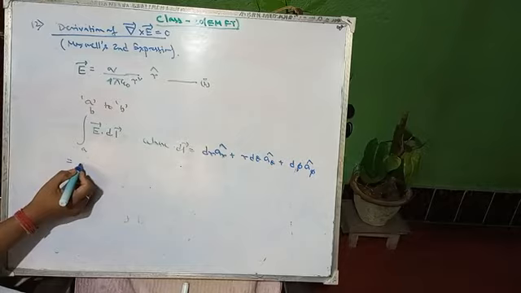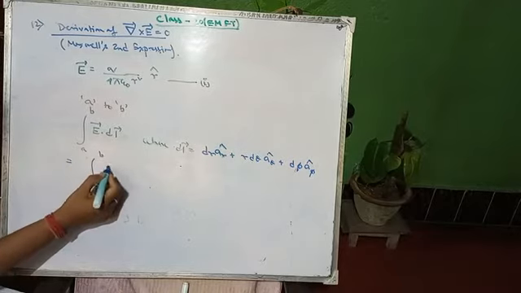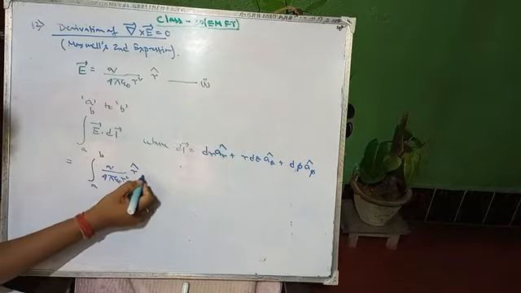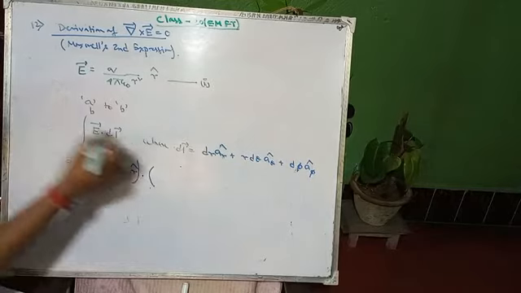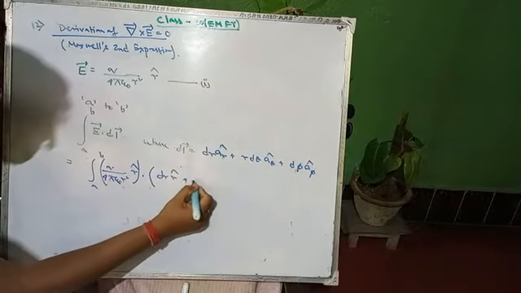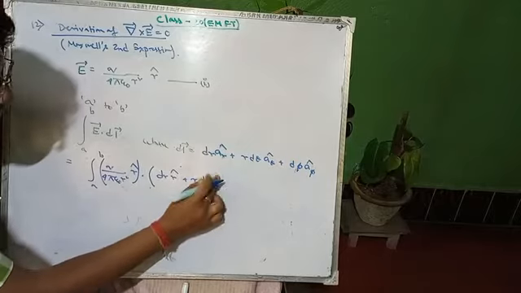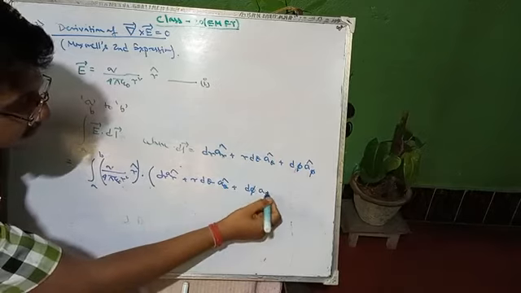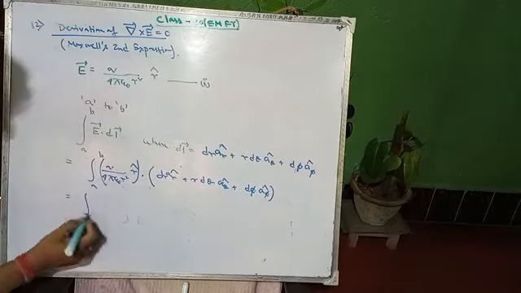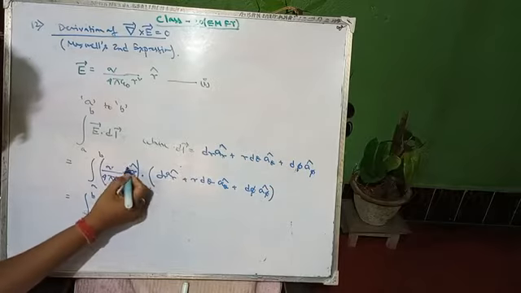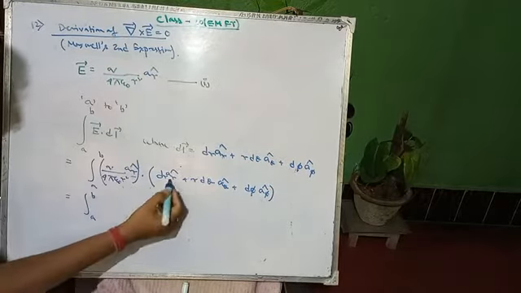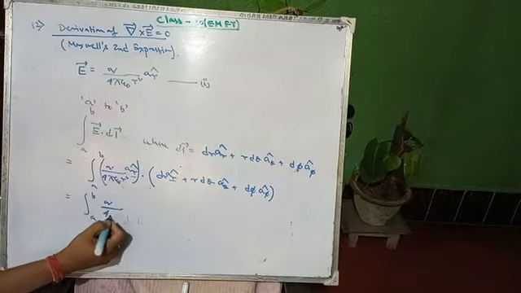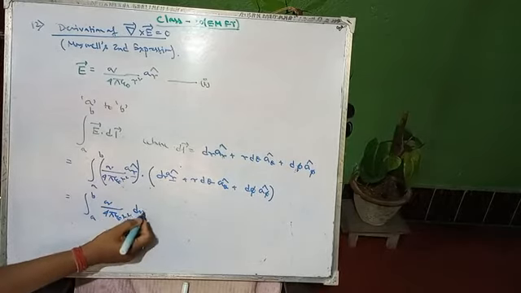So therefore it equals integral A to B Q by 4 pi epsilon naught r square r cap dot dr r cap plus r d theta a theta cap plus d phi a phi cap. If we apply these dot products, only r cap and ar cap perform the dot product and the rest are 0. So it results in Q by 4 pi epsilon naught r square into dr.